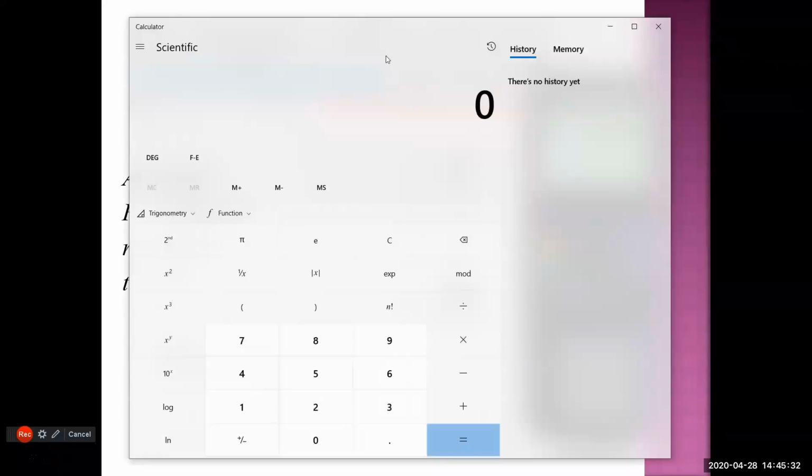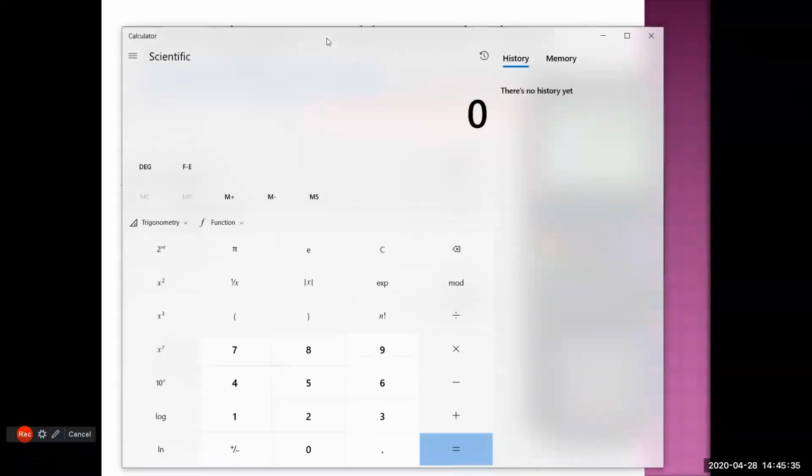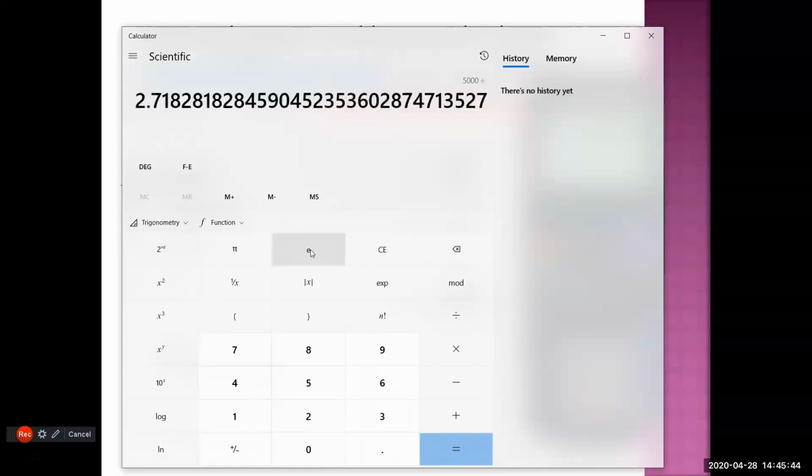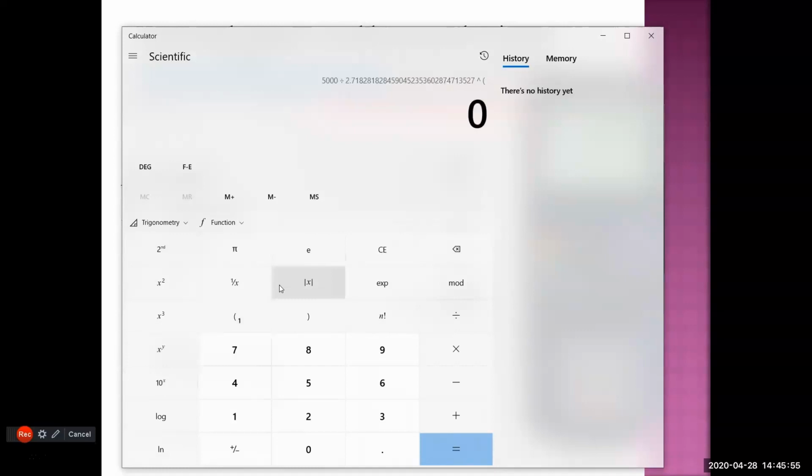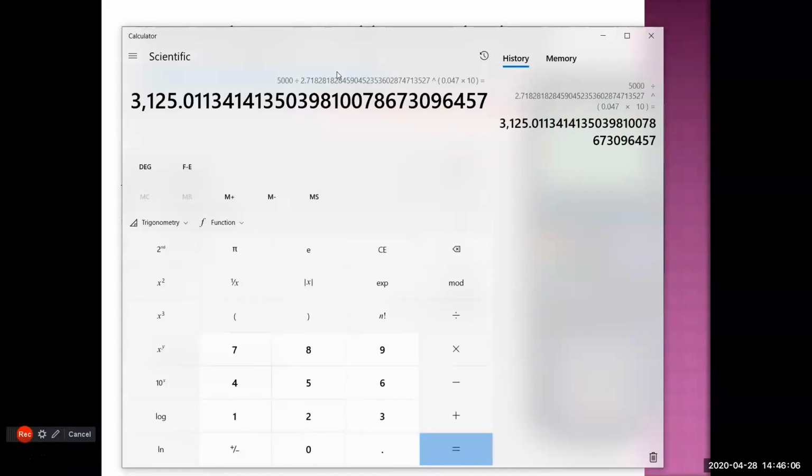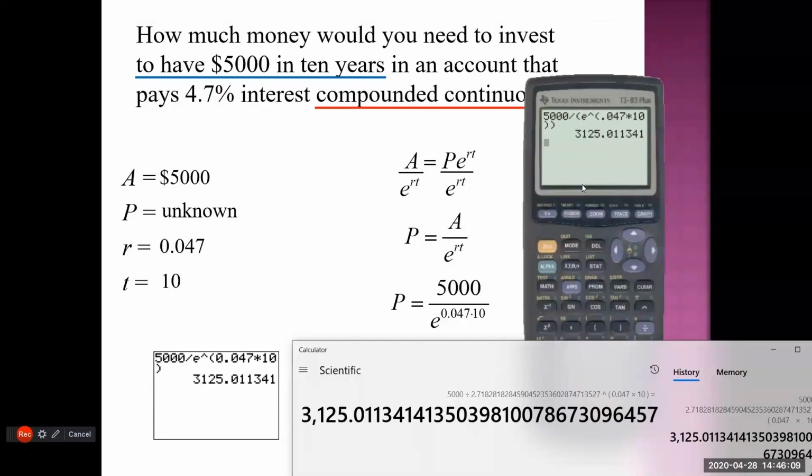So again, what did we have? 5,000. And we're dividing, and it's compounding continuously. So you have 5,000 divided by E to, and I use this button on this calculator to raise the E to the RT. So I put R in parentheses and T. My R was 0.047 times 10 years, and close the parentheses, and then there we go, same answer. So you can see all three ways here.